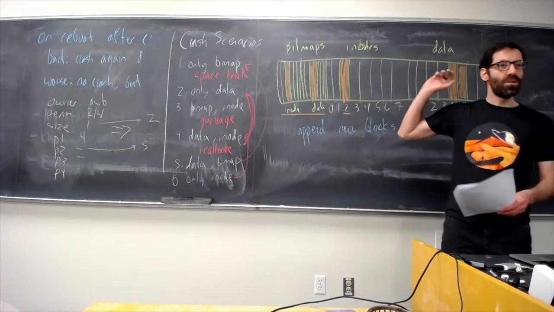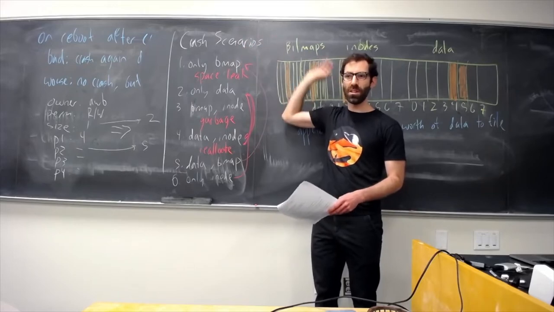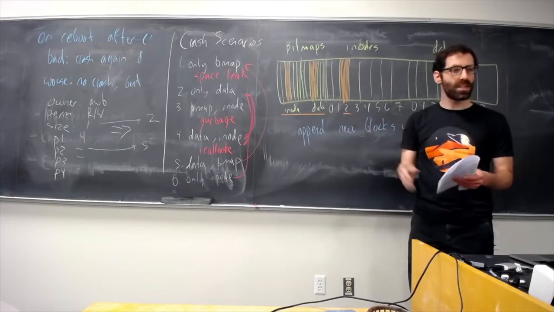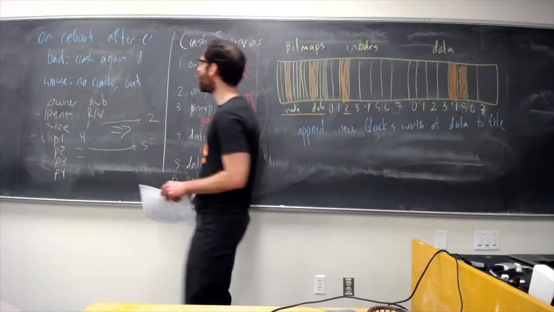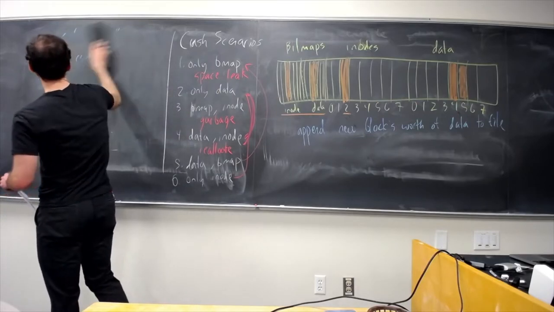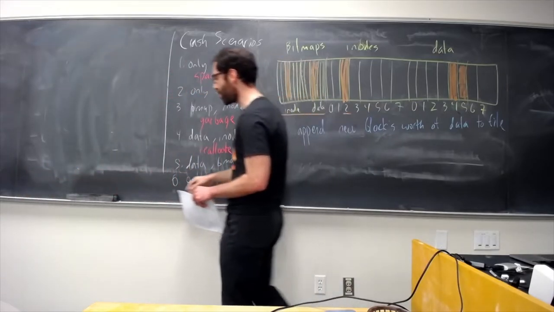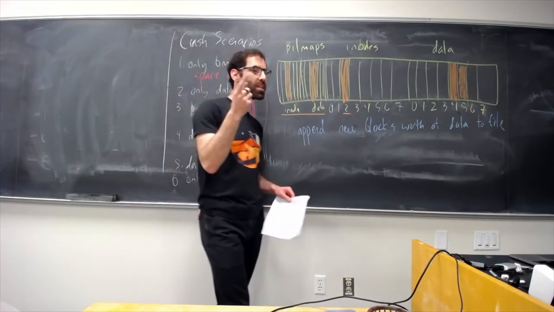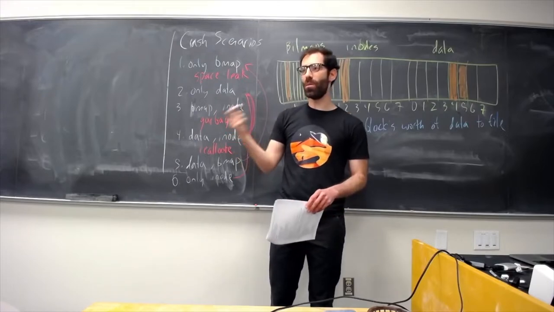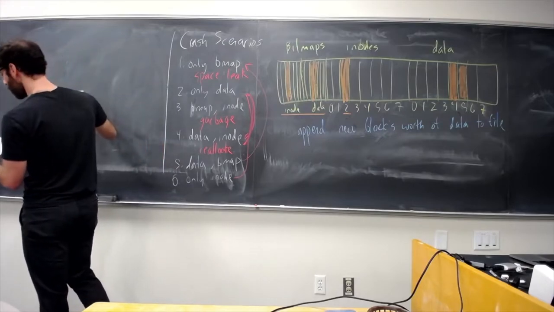All right, so we have this cavalcade of tragedy, all these different ways in which our file system could end up in an inconsistent state. So I want to talk about two approaches to solving this problem. One is going to be sort of the old school approach, and one is going to be kind of what most modern file systems do. So first, the old school approach.